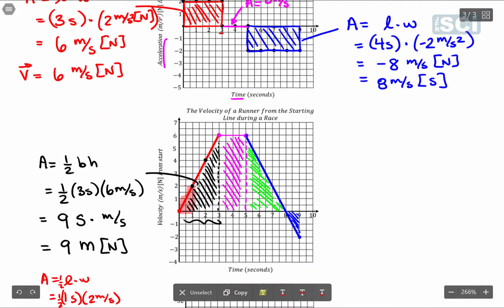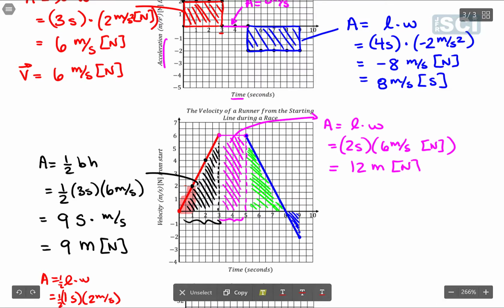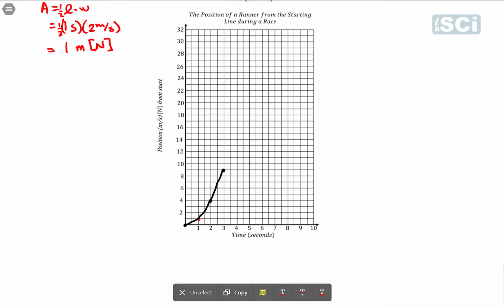Now, let's look at the pink section. The pink section is 2 seconds long. It's a rectangle, so area is equal to length times width. My length is 2 seconds, my width is 6 meters a second north, which gives me 12 meters north. It does not have a change in velocity. My velocity remains constant, which means that my position is going to change linearly. So it's going to increase by 12.